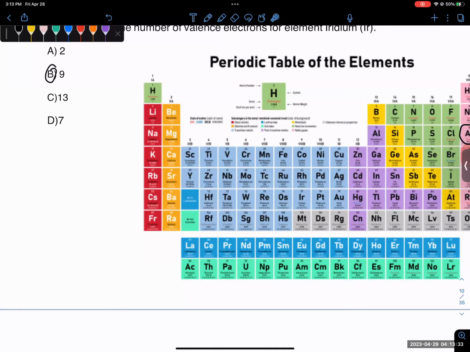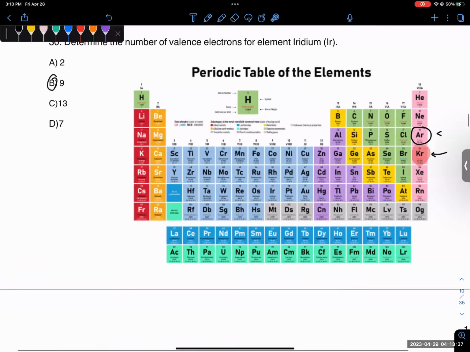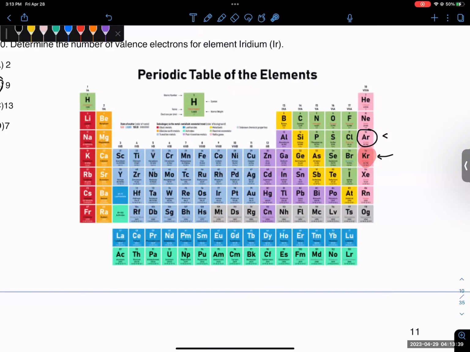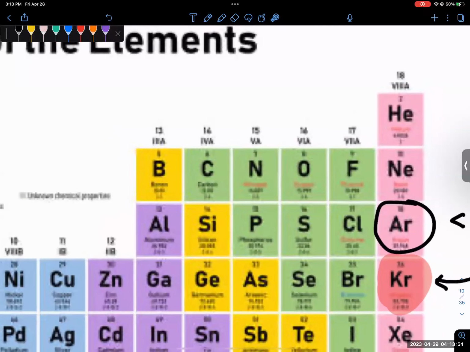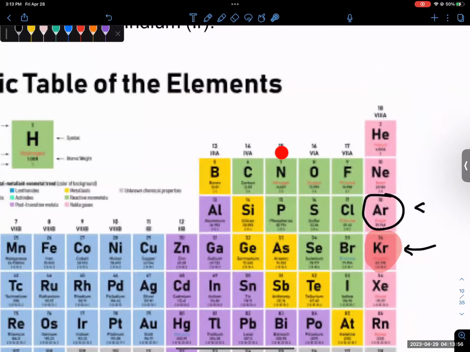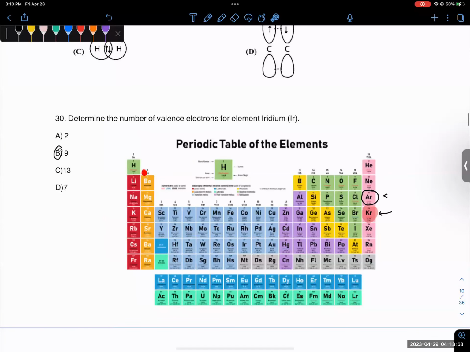Does the periodic table already show you at the very top the number of valence electrons, or do you just count them? For main group elements, yes. Main group elements are everything that's not a transition metal. So these are main groups. Like for nitrogen, for example, it would say group 5A. So 1, 2, 3, 4, 5. Nitrogen has 5 valence electrons.